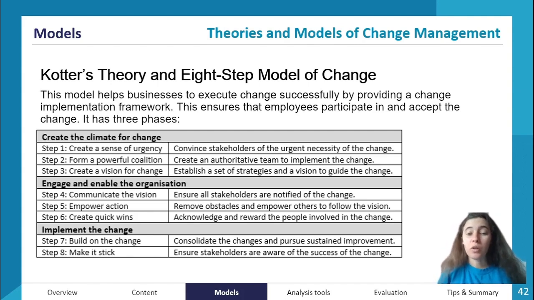At the start, you would have been looking at why the change should happen, where you wanted to be. So at the end, you want to be reflecting back and thinking, did we achieve what we set out to achieve? How can we show people how successful we are?